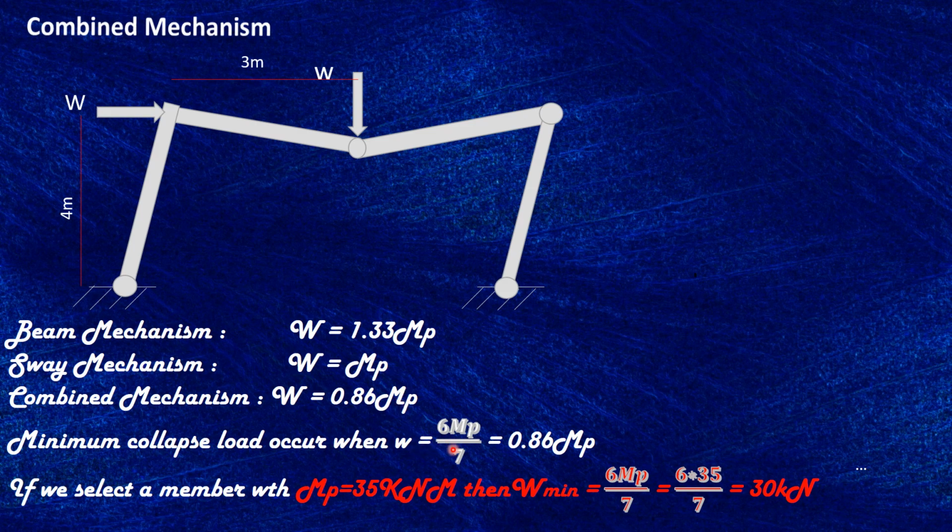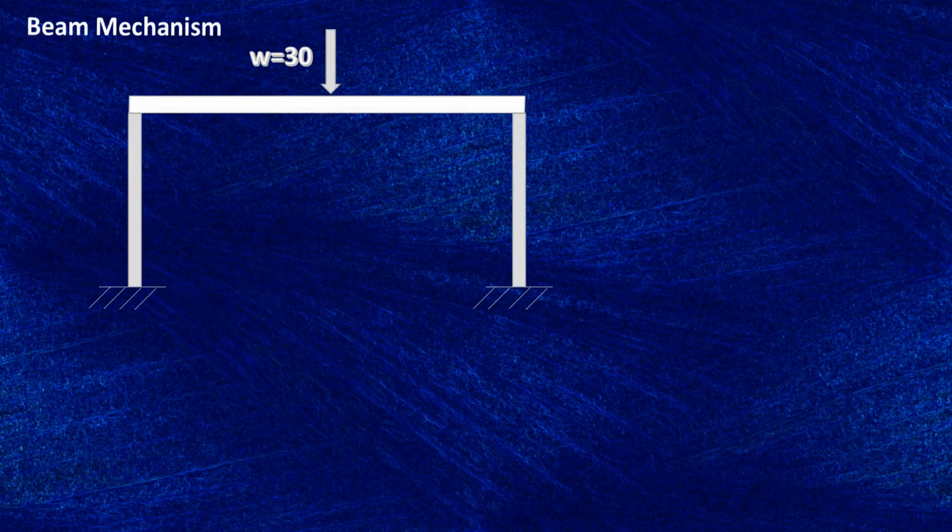Now what if we select a member that can cause a collapse mechanism for the combined case, which is for the minimum load? So if you take Mp equal to 35 kilonewton meter and then find W minimum, which is 6 Mp over 7, 6 times 35 over 7, which is 30 kilonewton, and then try to see what will happen to the other collapse mechanism.